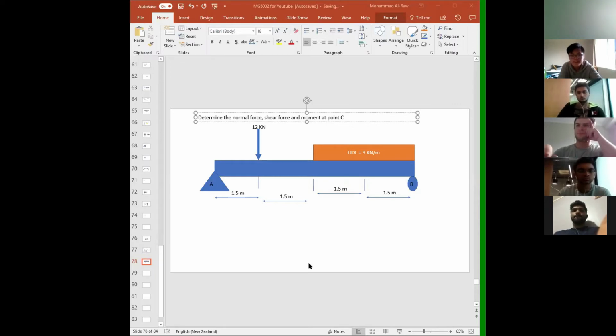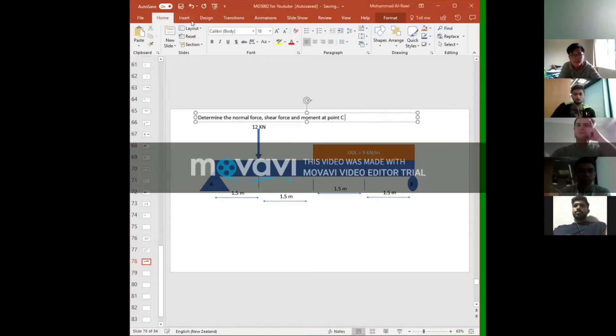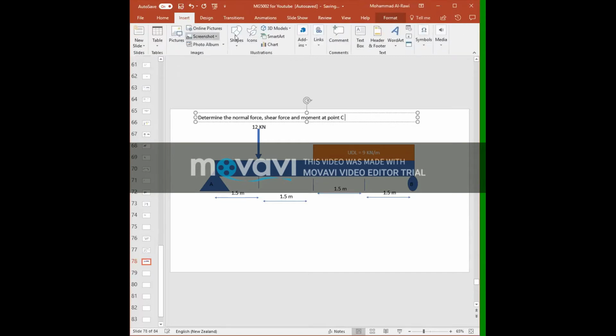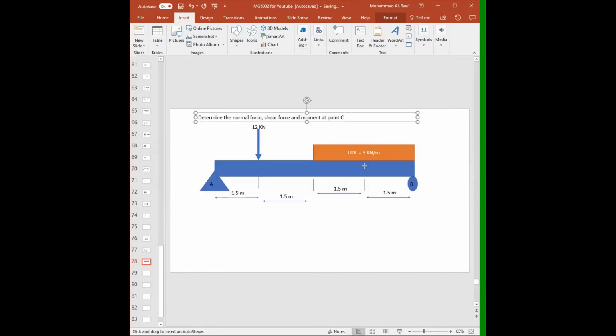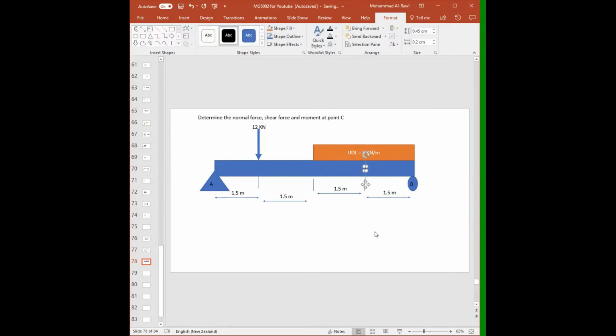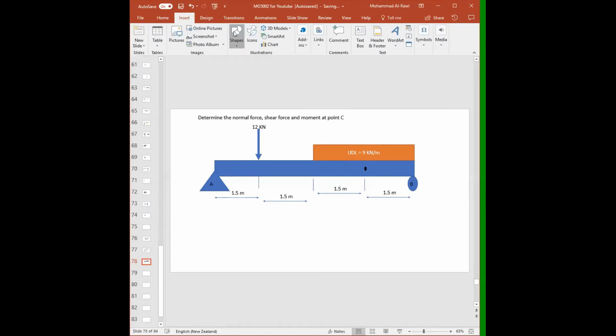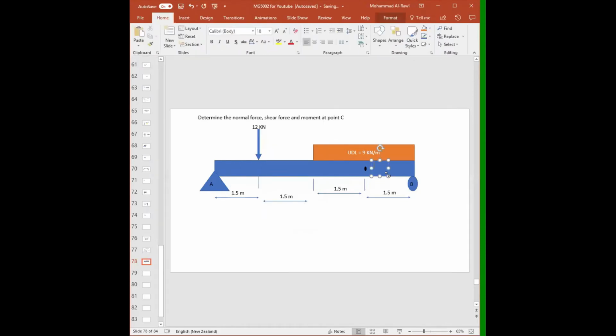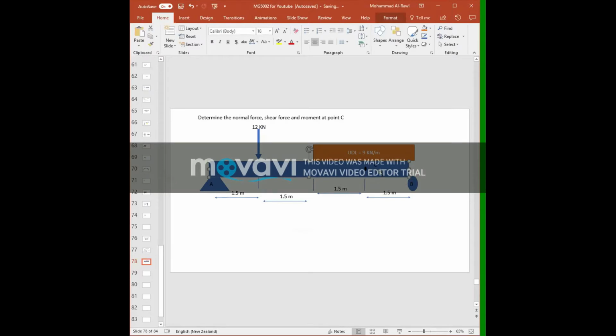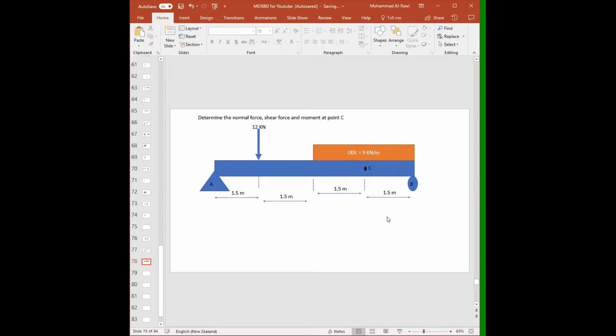All right. Now, the question is, where do you think is point C? This is a very good question. Point C, to help you guys, I will locate it for you in a second. I will say it's around this point. Let me put something next to it so you can see where point C is. This is point C. So it's about 1.5 meters from point B. So determine the normal force, shear force, and moment at point C.